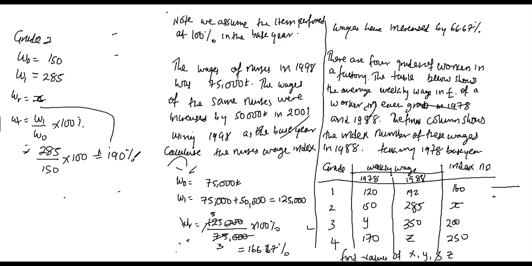Unless they just say it is 1.9. When they say it is 1.9, it means they have not expressed it as 100%.